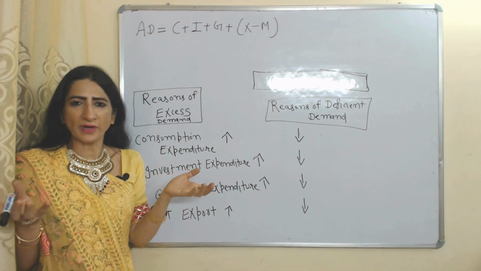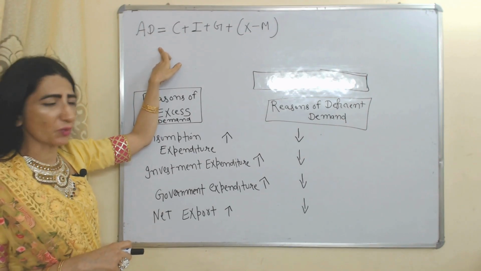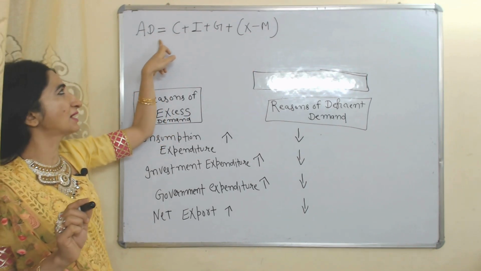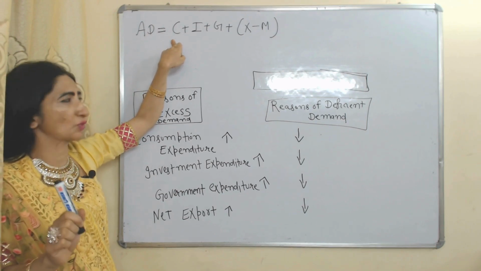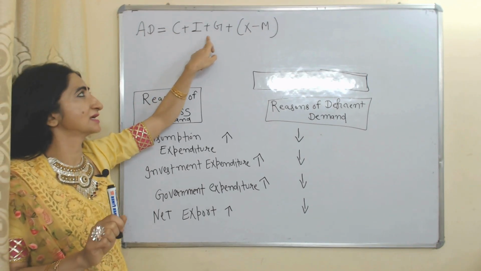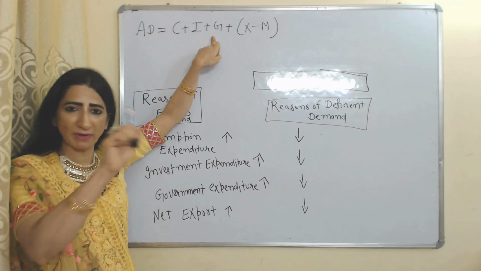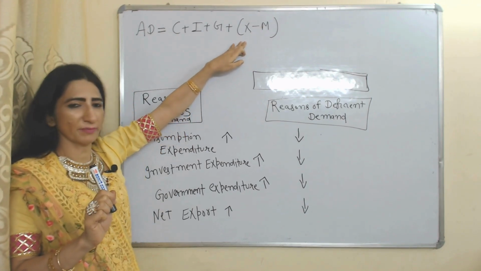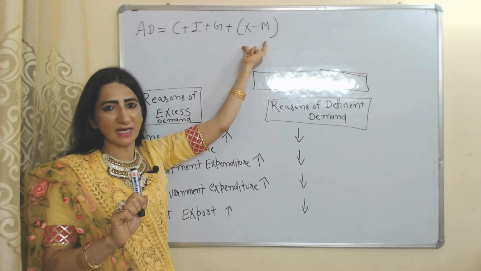Now you see reasons of excess aggregate demand and deficient aggregate demand. As we know, aggregate demand equals C plus I plus G plus X minus M. Here AD represents aggregate demand. C represents consumption expenditure, which is spending of households. I represents investment expenditure, which is spending of businesses. G represents government expenditure, which is spending of government for welfare of society. X is export, M is import. When we subtract import from export, it becomes net export. That means X minus M represents net export.